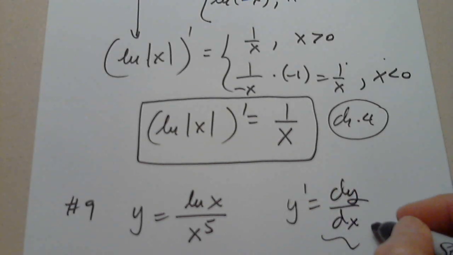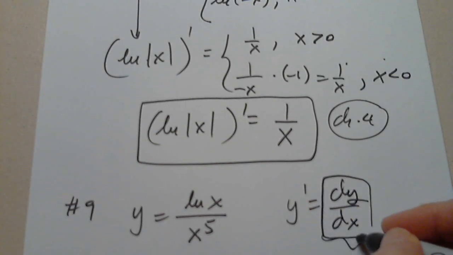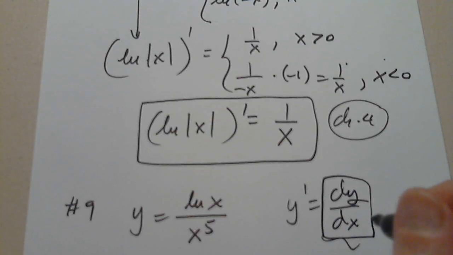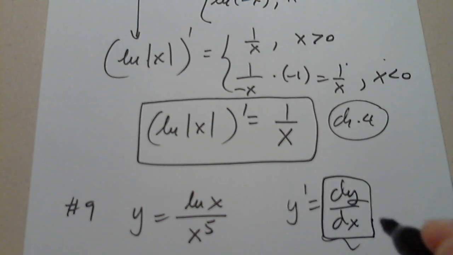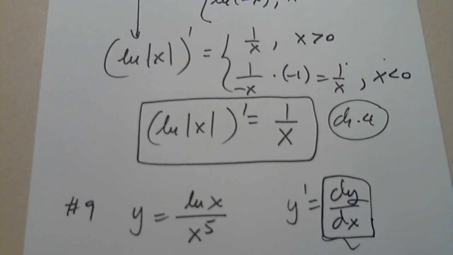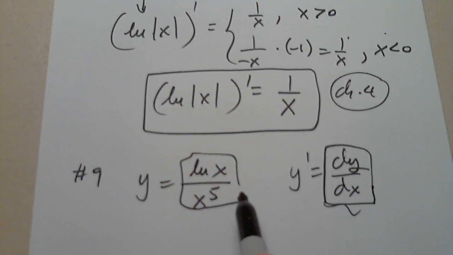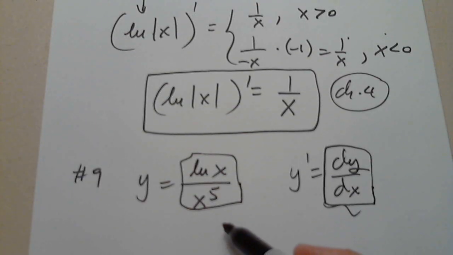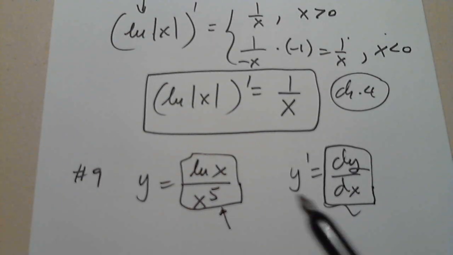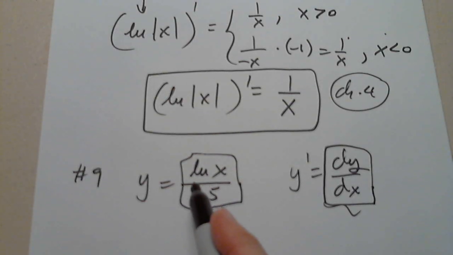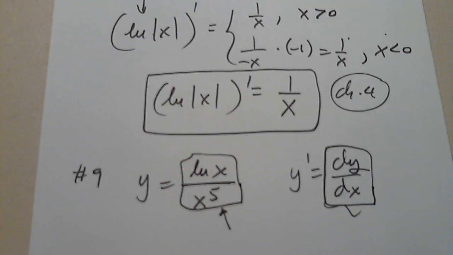However, this notation is extremely useful later on in chapter 3. I'm going to talk a little bit more about this. But they mean the same thing. So here, one option would be to use what rule? What rule will you apply here? Quotient rule? Yes.